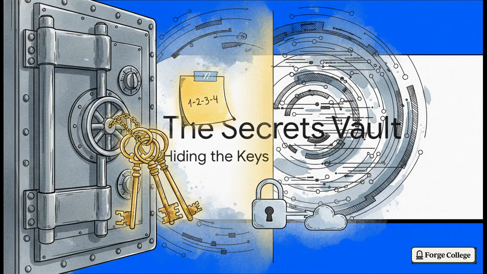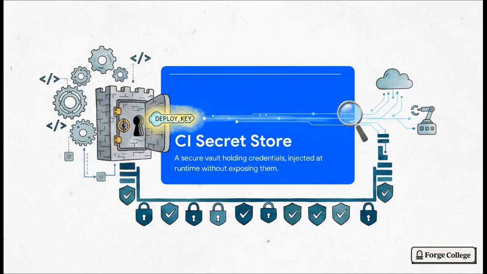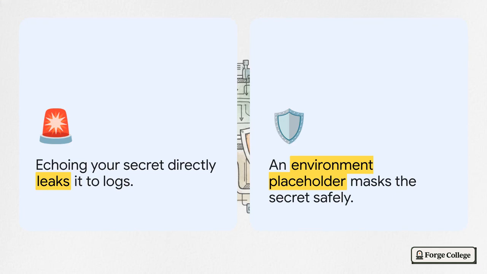Part 3. The Secrets Vault. Hiding the keys to the kingdom. Let me just be blunt for a second. Hard-coding your deployment keys directly into your repository is literally like writing the combination to your safe on a sticky note and taping it to the front door. Just don't do it. To fix this, we use a CI secret store. This is a highly secure vault within your CI provider that holds your sensitive credentials. It injects your deploy key only at runtime, which guarantees these keys are never, ever committed to the repository in plain text.